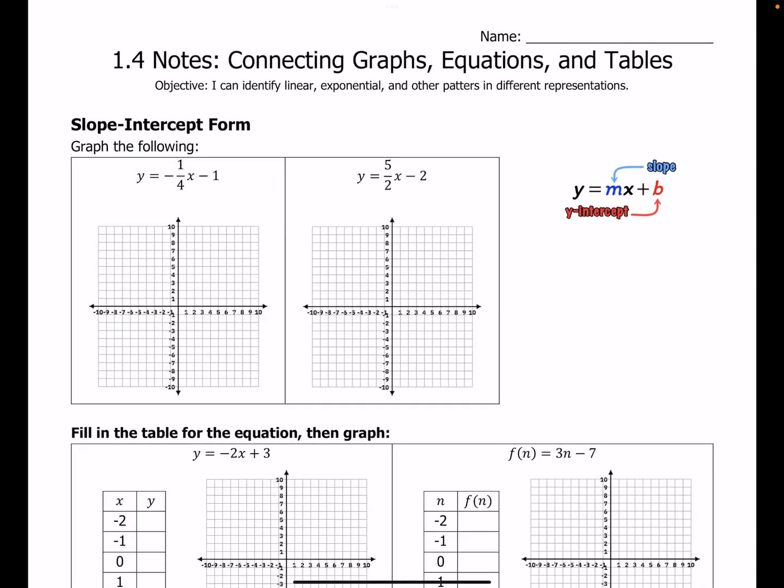1.4, connecting graphs, equations, and tables. I can identify linear, exponential, and other patterns in different representations.